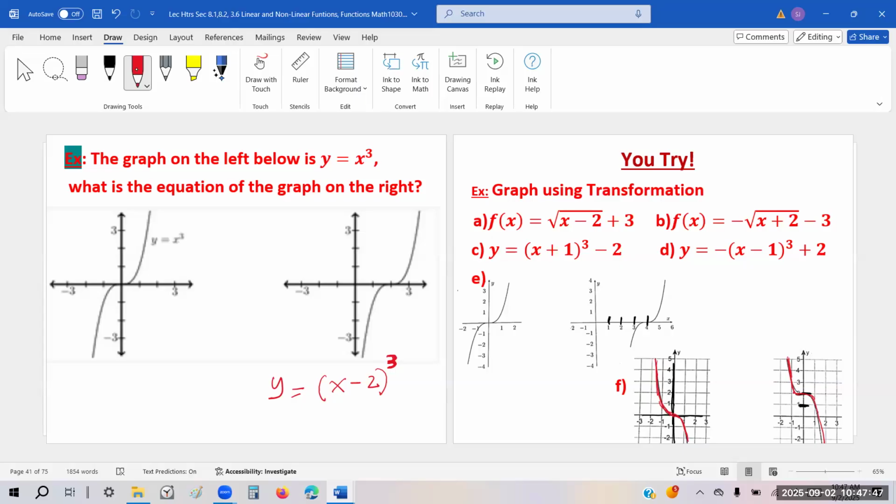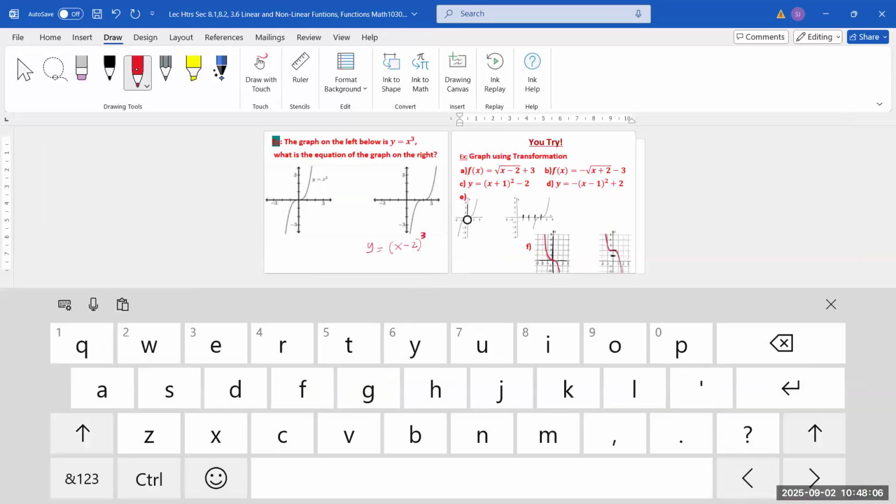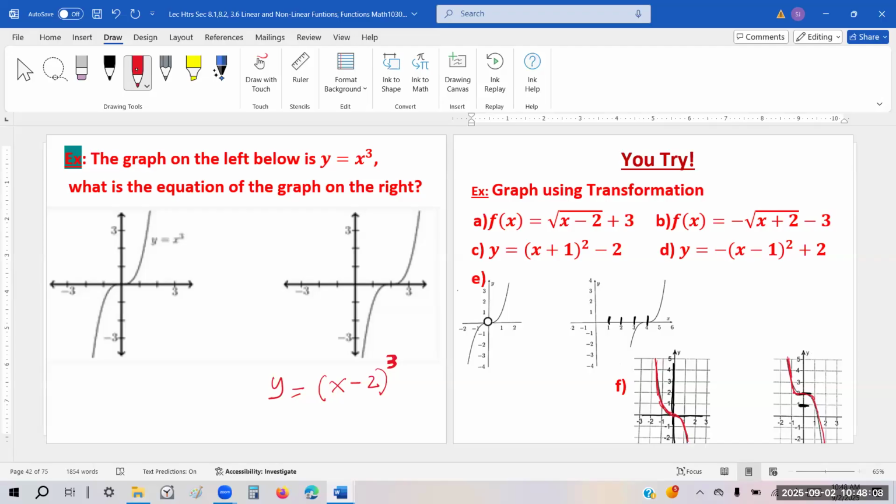Let's see, this is square, this is cube. No, make both of them square. The first one is a square root function you're transforming. The second one is a square function you're transforming. And these two are cubic functions you're transforming.